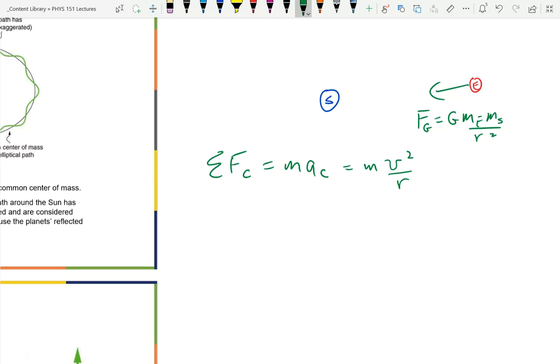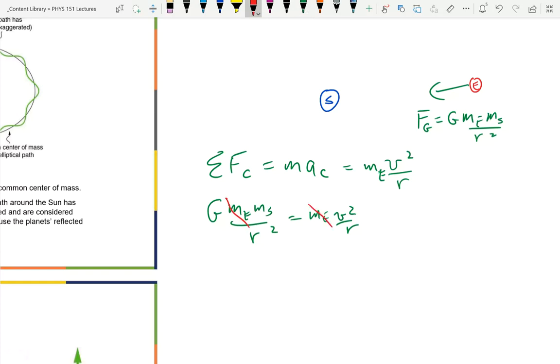So applying Newton's second law in the central direction, which we call the centripetal force, I'm going to have G mass of Earth, mass of Sun, over radius squared is equal to which object's mass? When you use Newton's second law, that's the mass of the Earth, because I had been looking at the free body diagram for the Earth. So I get this relationship right off the bat that relates the force of gravity to the mass times centripetal acceleration.